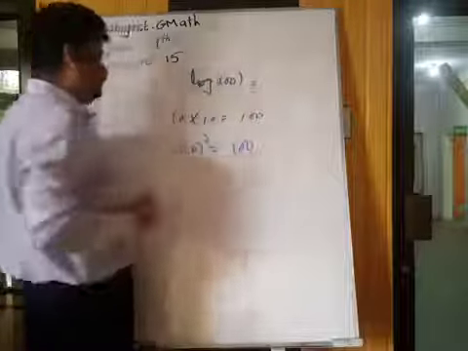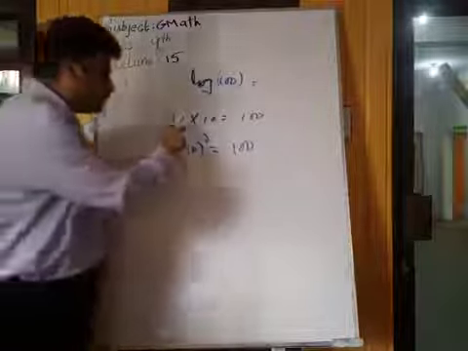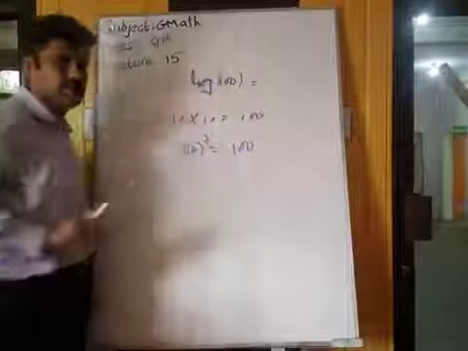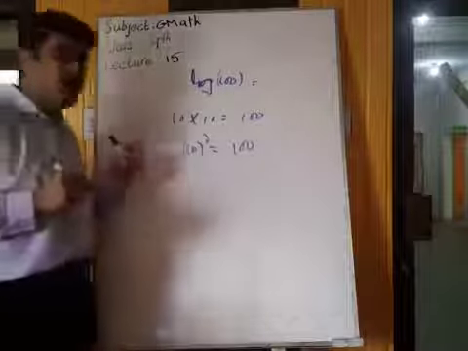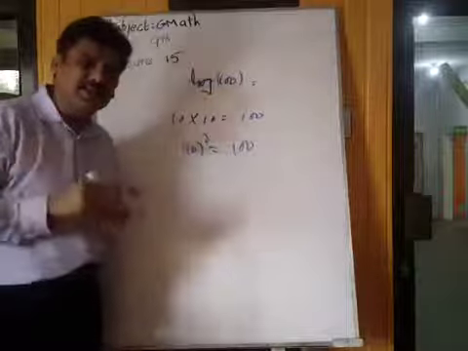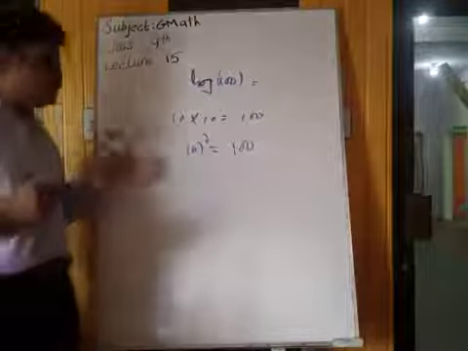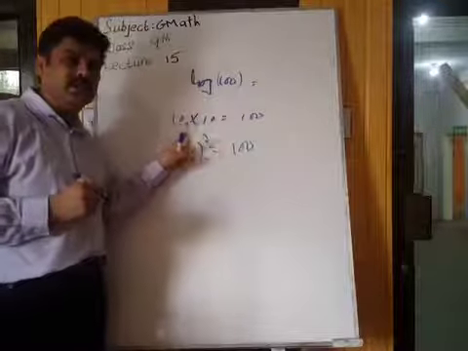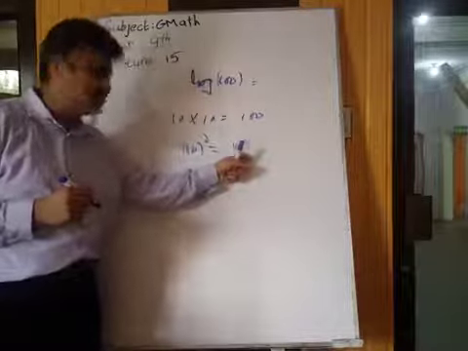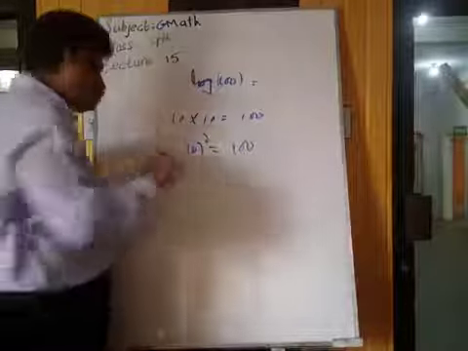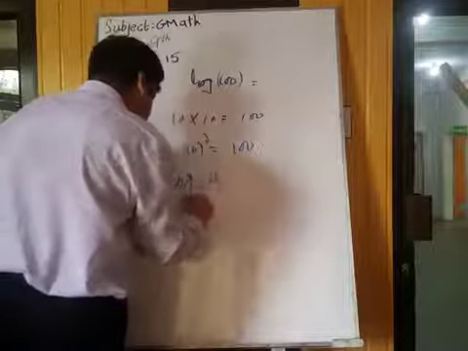This 2 is the index, which is the power. 2 is the log of 100 to the base 10. When any real number can be written in the form of a power of 10, then this power of 10 is called the log of that number. We say that this index, that power, is called the logarithm of 100 to the base 10. We write: 2 is the log of 100 to the base 10.